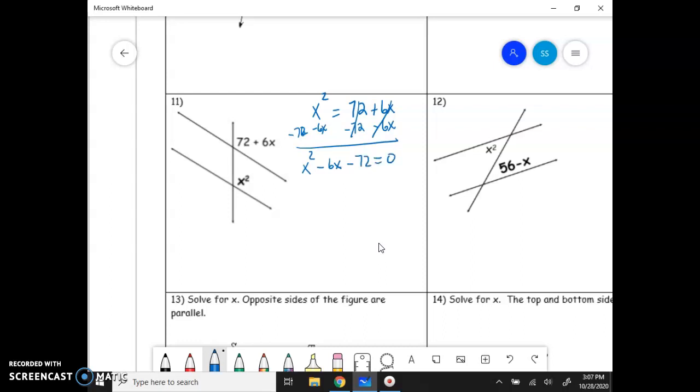And now I can go ahead and factor this out. All right, so I'm looking for two numbers that multiply to equal negative 72 and then add up to negative 6.